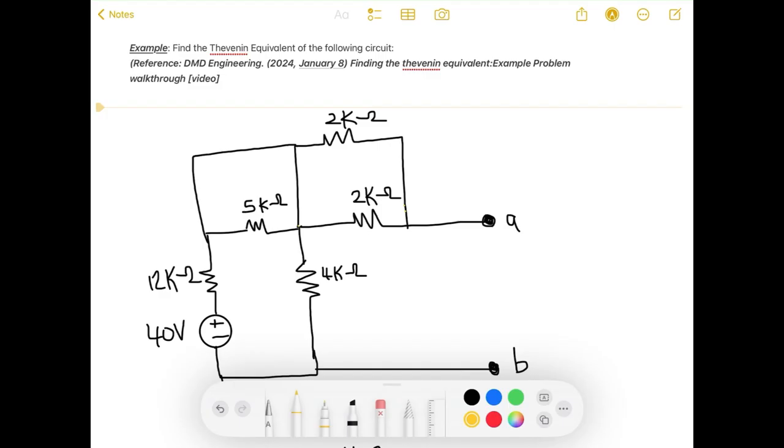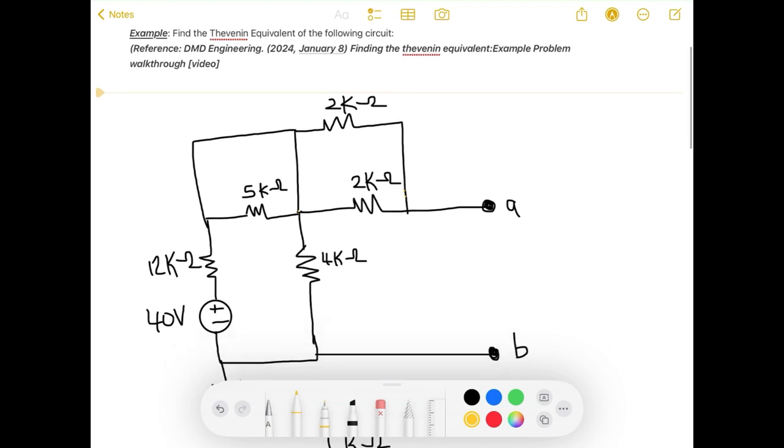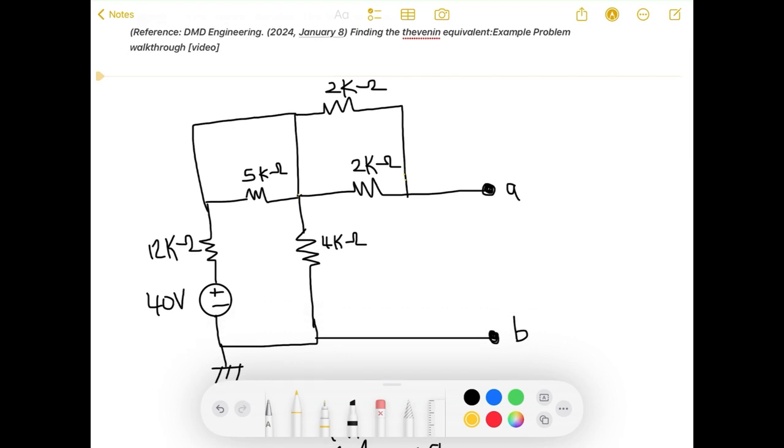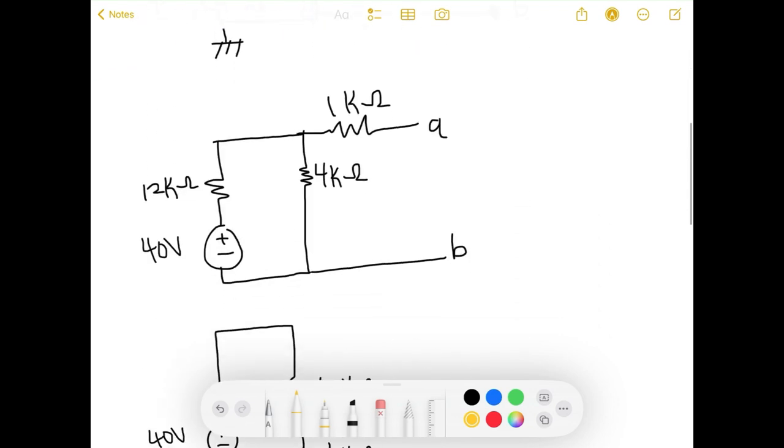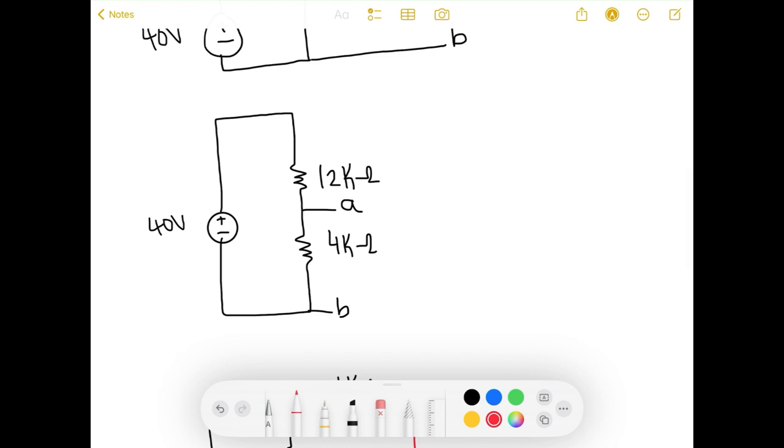Now let's go through this example of finding the Thevenin equivalent of the following circuit. The first thing I notice is that these two resistors are in parallel and this resistor is short-circuited. So I can simplify the circuit to become the following. My first step is calculating the V Thevenin. So the circuit is already open, so the current through the 1 kilo ohm resistor is equal to 0, so the voltage is also 0. I can eliminate it and therefore I can get this circuit.